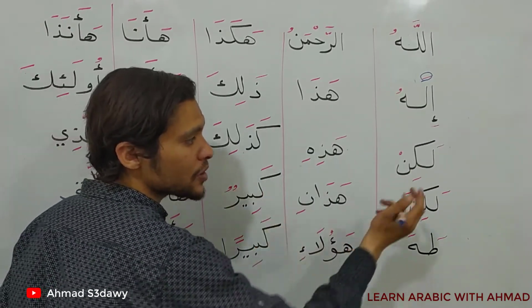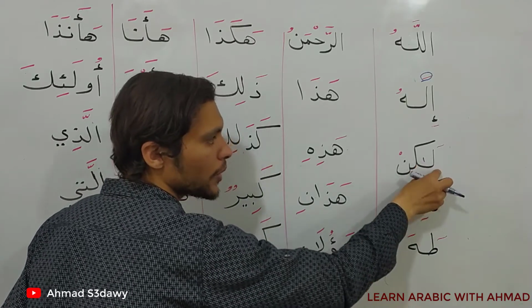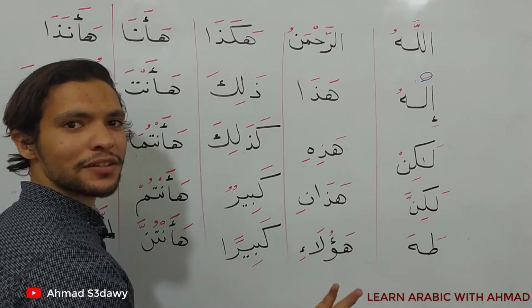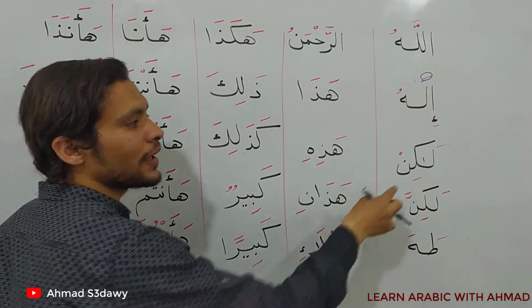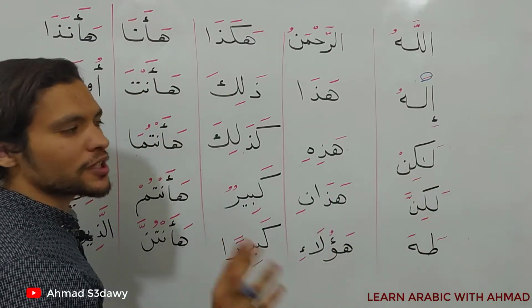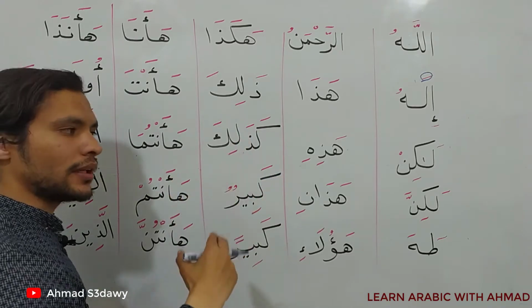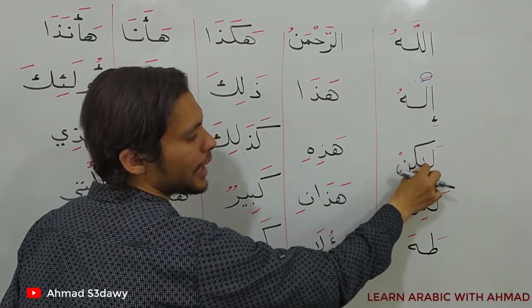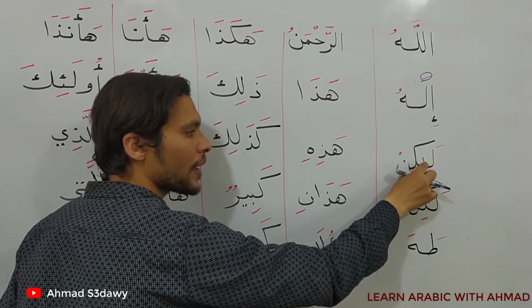Here you say lakin. If you pronounce it without the long vowel, it would be like lakin. What is lakin? There is no lakin in Arabic. Lakin, very short. No, it's lakin. So here you lengthen the sound of the fatha because of the long vowel alif.